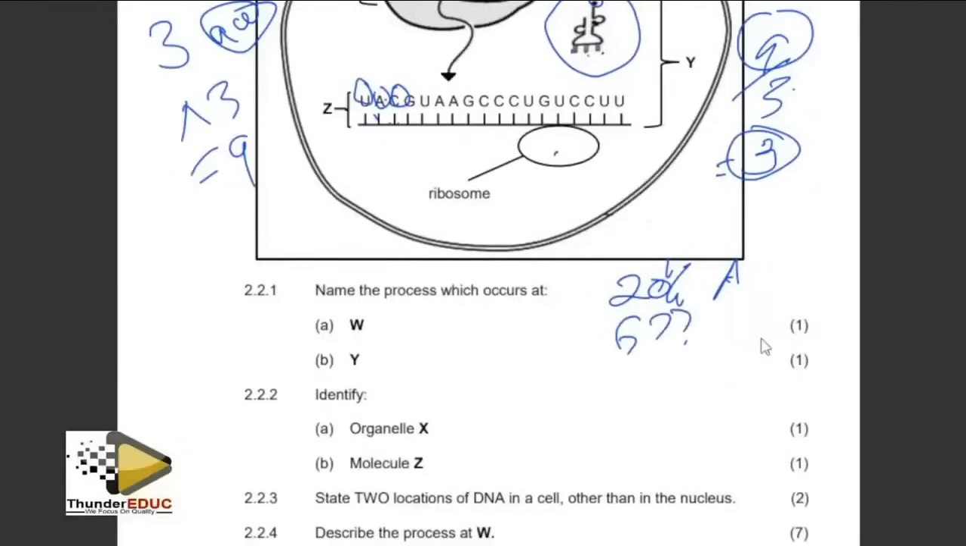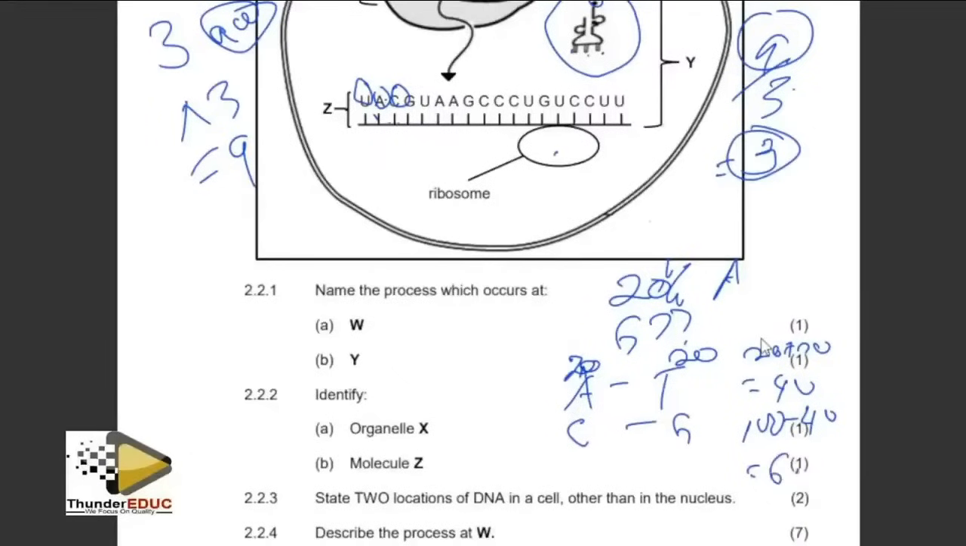If 20%, you have to know that A goes with T, C goes with G. So if A is 20, T is also 20. So 20 plus 20 is equal to 40. Now, because this percentage is out of 100, I'm going to say 100 minus 40, so it gives me 60.